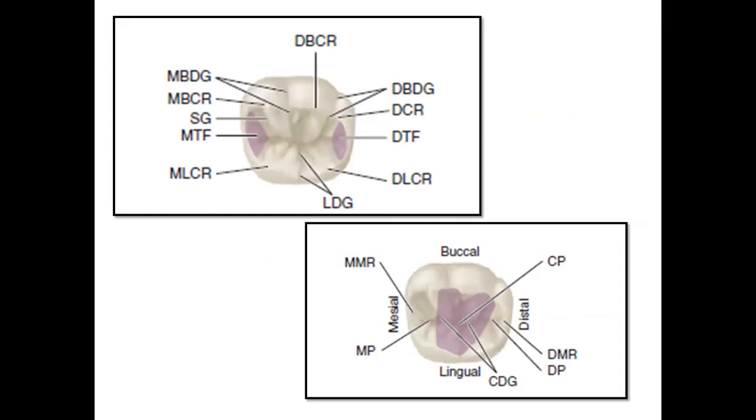All these cusps have their cuspal ridges, that is mesiobuccal cusp ridge, distobuccal cusp ridge, mesiolingual cusp ridge, distolingual cusp ridge, and distal cusp ridge. These cusps are separated by developmental groove, that is mesiobuccal developmental groove, distobuccal developmental groove. Also, there are fossas bounded by the marginal ridges, which is mesial triangular fossa and distal triangular fossa. All these structures you can very well appreciate in the occlusal anatomy of mandibular first molar.